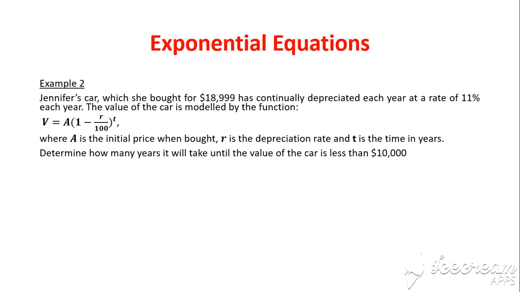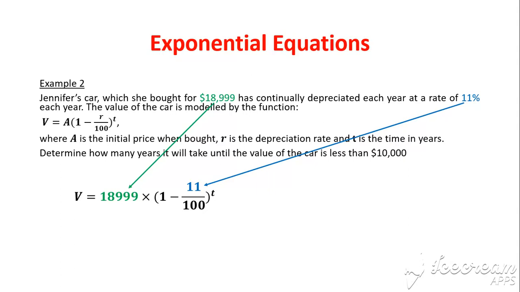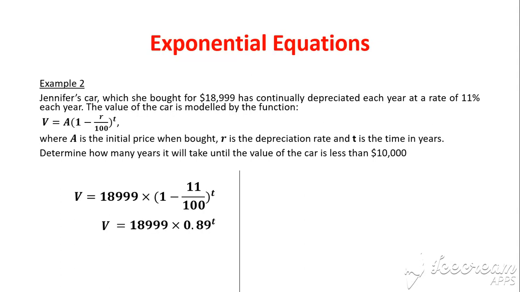So our job is to determine how many years it will take until the value of the car is less than $10,000. So here's the first statement I've written down. A is $18,999, that's what she paid for it. The depreciation rate is 11%. Now, the bit inside the brackets, 1 minus 11 over 100, gives us 0.89. So we can say v is equal to 18,999 times 0.89 to the power of t.